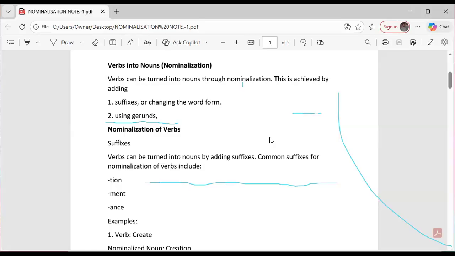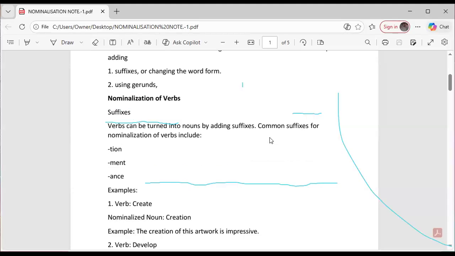Have you seen some words that end with the ing? For example, the verbs run, speak, read. All of those are verbs. But the moment you attach ing to those words, automatically they become nouns. Running, right? Speaking, right? Reading, all of those become nouns, no longer just verbs. That is what we mean by nominalization of verbs. So we have two processes for the nominalization of verbs. One by adding suffixes, and then the other by the use of gerunds.